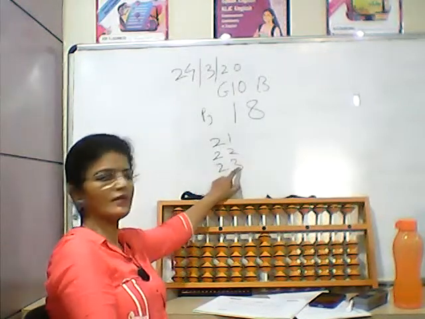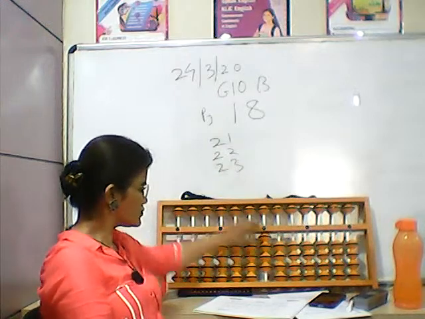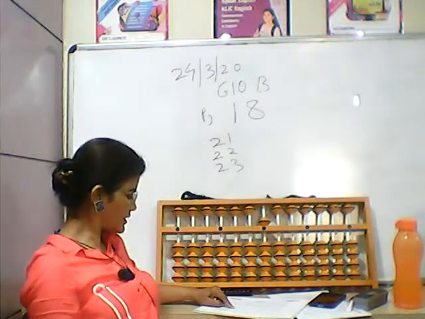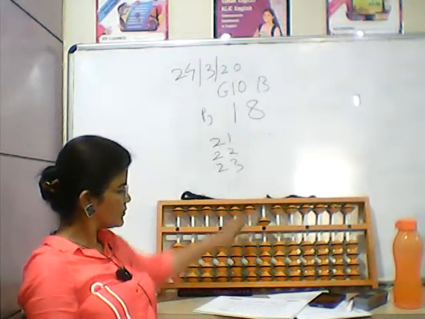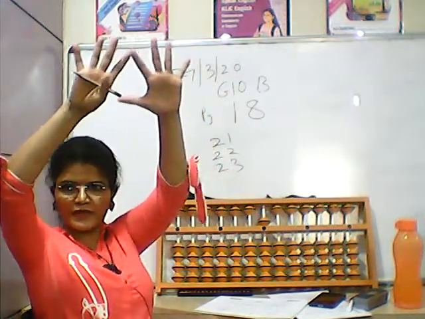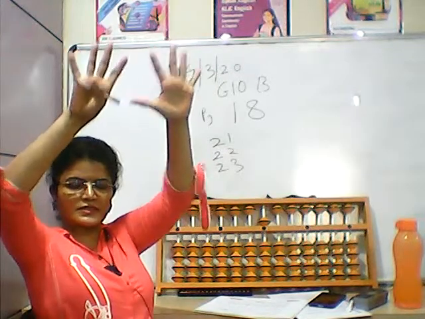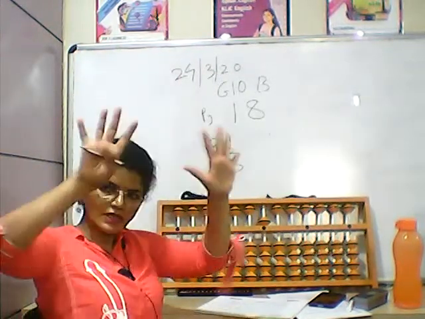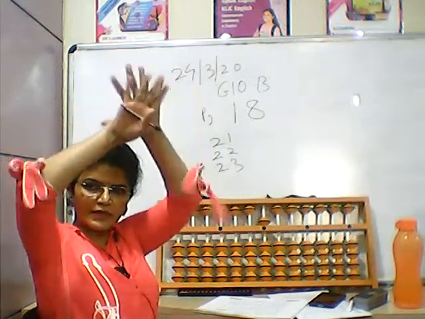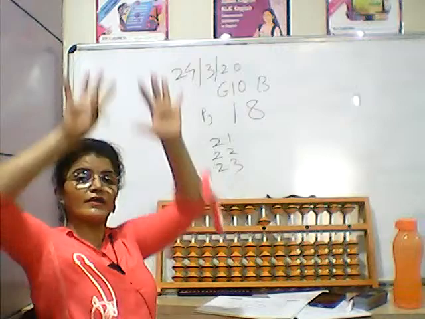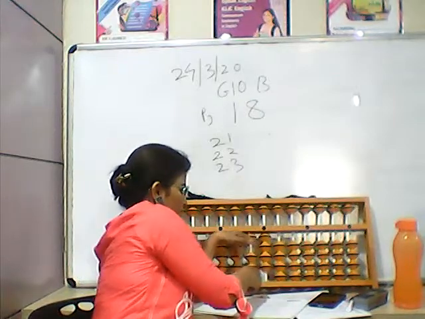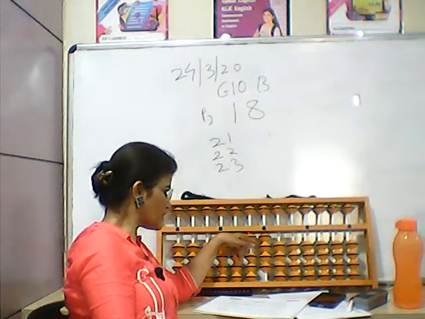Sum number 23. Sharp zoom. 5, 9. So 9. Can you do 9 directly? No. Show 9. 9 ka friend, minus 1 plus 10. Minus 1 to nahi hai. So mix complement: plus 4, minus 5, plus 10. 4 up, 5 up, 10 up.